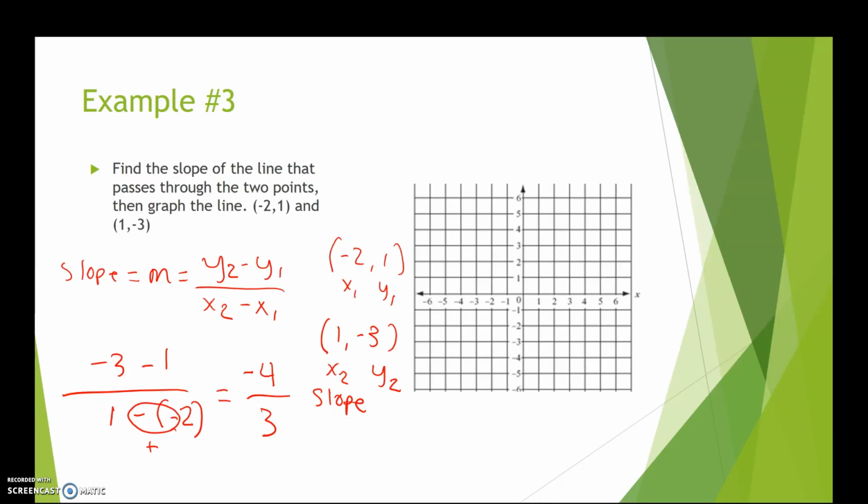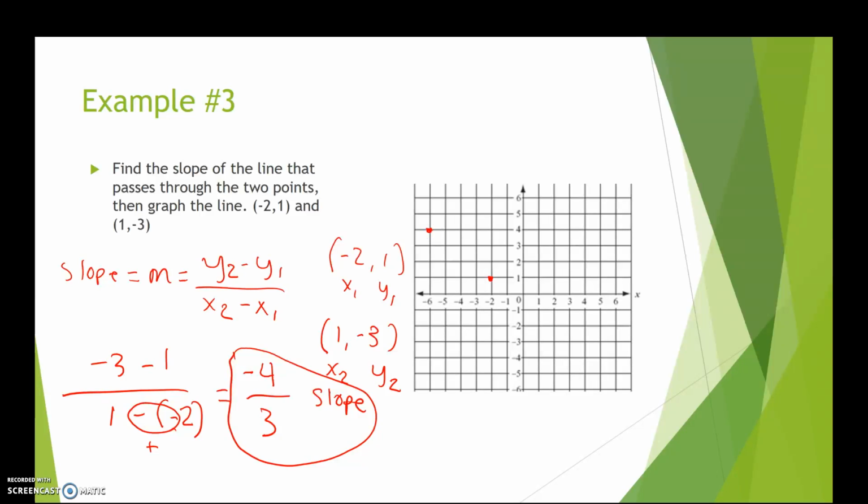So when I look at this, I can pick one of these 2 points, doesn't matter which one. I'm going to choose negative 2, 1. So I start at the origin 0, 0. I go to the left 2 and I go up 1 and I plot my point. Now from there, my slope is negative 4, positive 3. So from there, I'm going to go to the left 4, 1, 2, 3, 4, and I'm going to go up 3, 1, 2, 3.